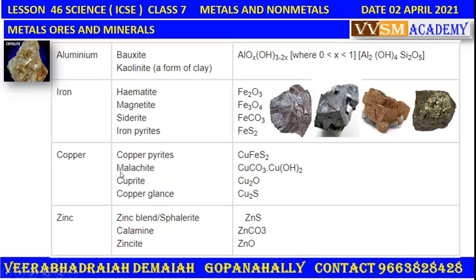And copper pyrites, malachite, plate copper. This is zinc blende, sphalerite and calamine and zincite, which are the ores of zinc. Therefore, the important metals are iron, copper and zinc for the standardization of the industrial process.